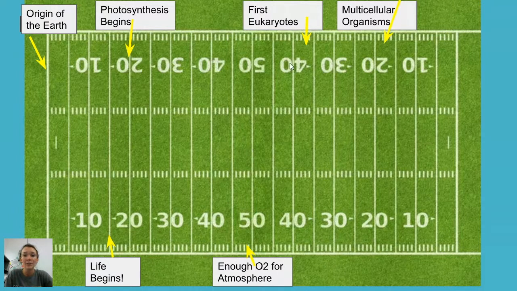The first eukaryotes don't appear until like 80, no, not 80. My math is terrible. 50, 60, 63 yards in, right, is when these first eukaryotes are going to start to appear. And we don't see multicellular organisms until like 82 yards in, right?